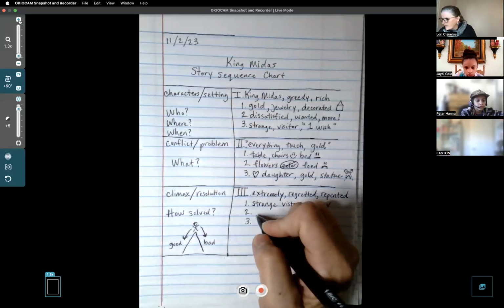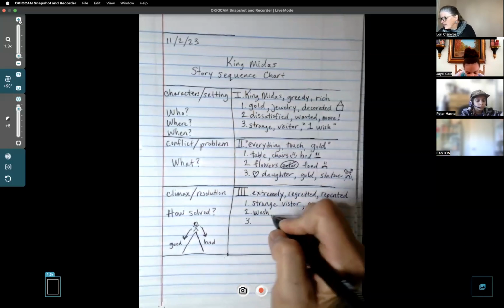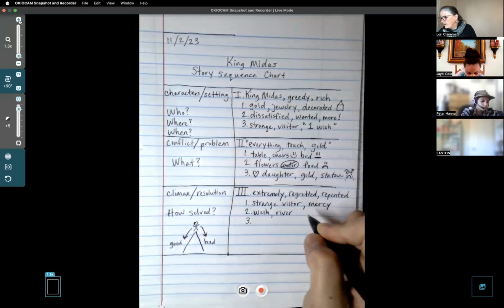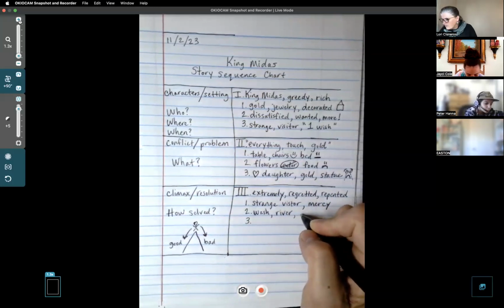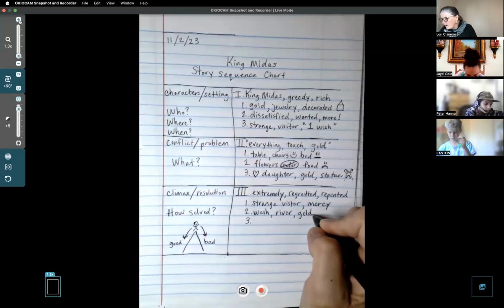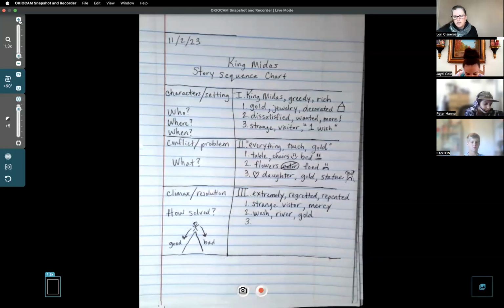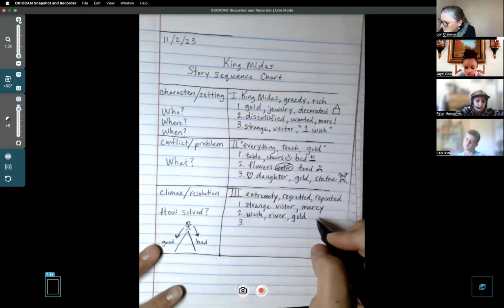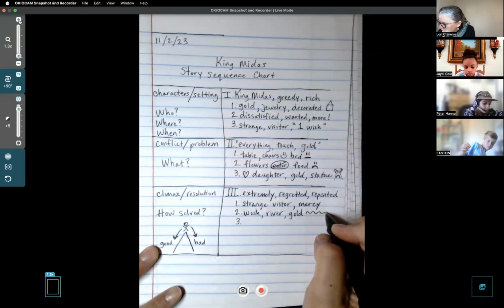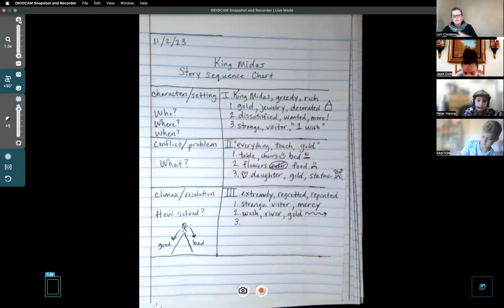So we're going to put here wash and then river and then gold. What happened to the gold when he put his hands in the river? It says that it did something, right? Remember, Peter, what happened as he put his hands in the water? What happened? The gold flowed away. Yes, I'm going to do like a squiggly line like this and then an arrow, meaning it came out.